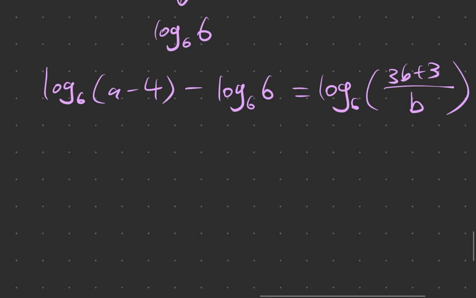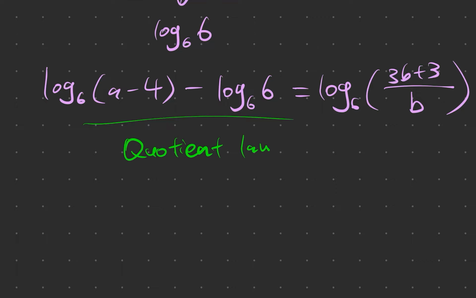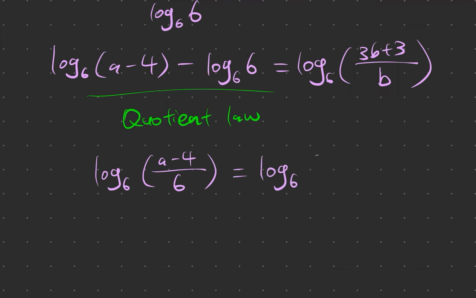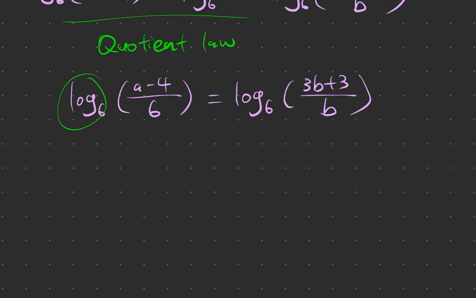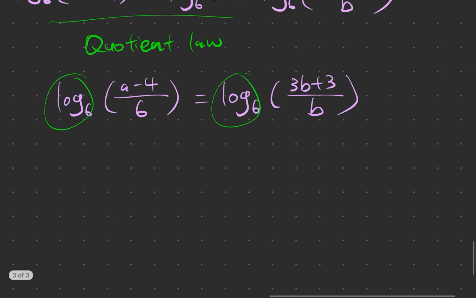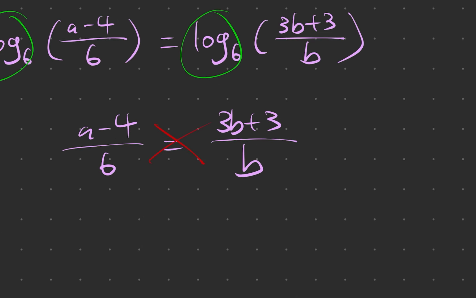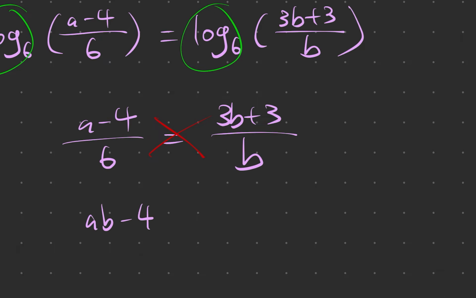And what I'll end up getting is I can use the quotient law for the logarithm for this left hand side. So I'll get log 6 of (a minus 4) over 6 equals log base 6 of (3b plus 3) over b. Now since they have the same logs on the same side, I can just compare the numbers behind. So (a minus 4) over 6 equals (3b plus 3) over b. Now I'm just going to cross multiply, which gives me ab minus 4b equals 18b plus 18.